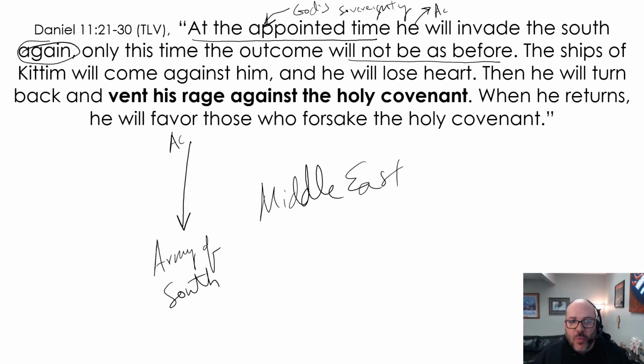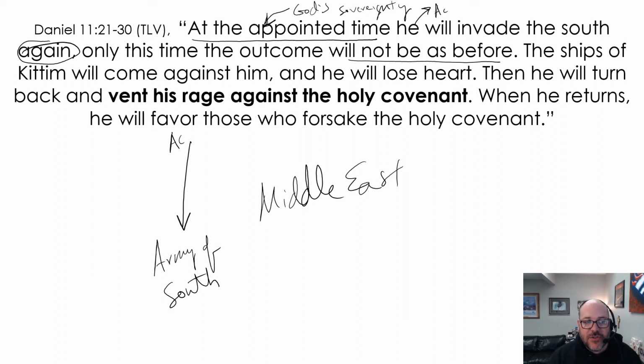The Antichrist will find people coming against him. He will find opposition. Again, think World War II. Hitler, in his reign, he had the Axis powers that joined with him, but Hitler was opposed by the Allies. He was opposed by incredible forces, and that's the same thing here. The Antichrist will come against the South, but this time he is not going to win.